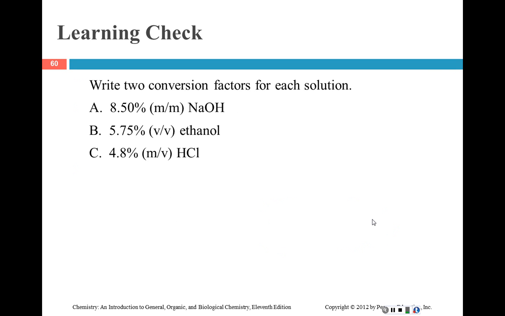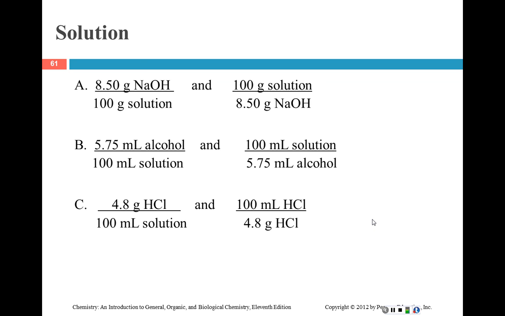Alright, so in this learning check, they just want you to write those conversion factors. How are you going to get 8.50% mass? Okay, what does that give you as far as conversion factors for all these three? So what it's saying is that you've got 8.5 grams per 100 grams, but reminding us that we can write that either way, so we can flip that if we need to. 5.75 milliliters per 100 milliliters, so that's our volume. This was our mass. And then this is our volume mass, right? Or mass volume.